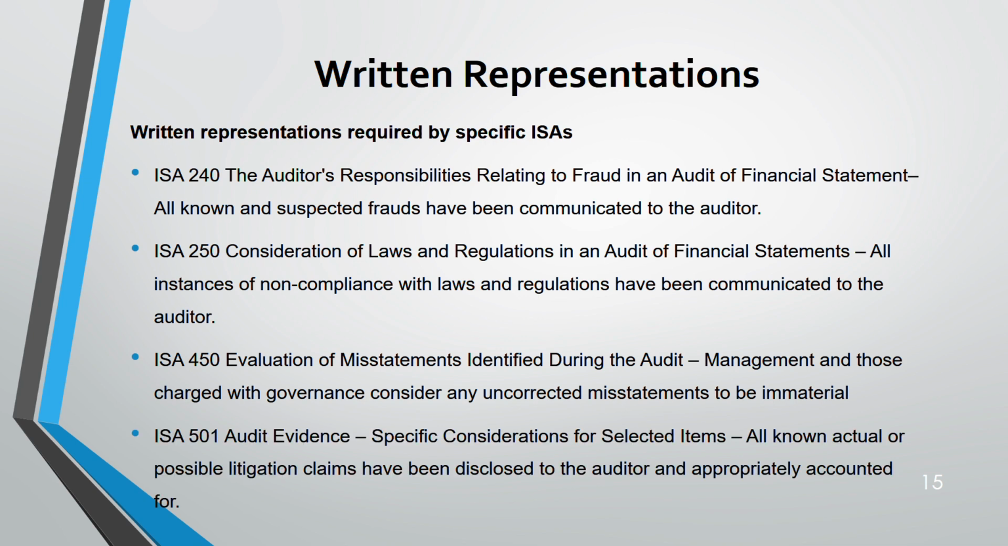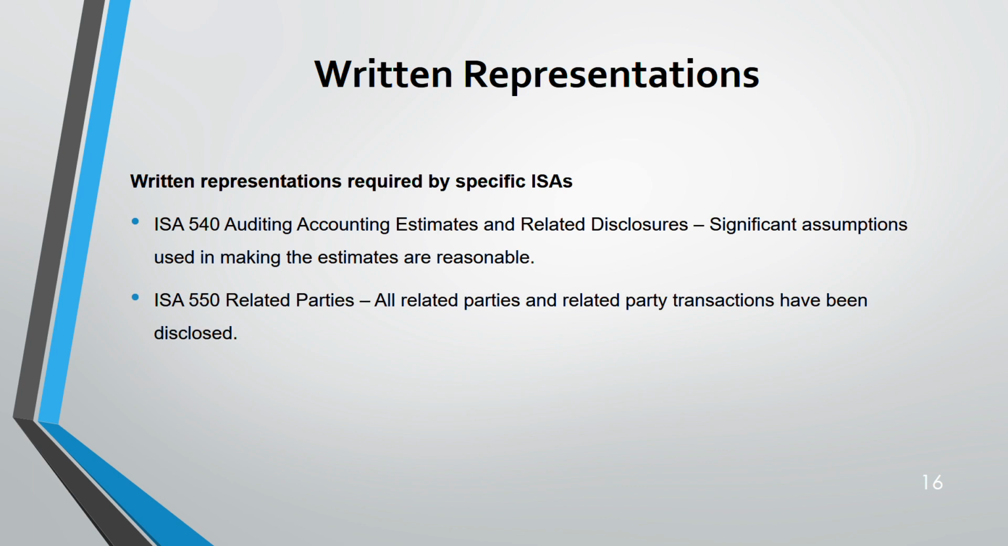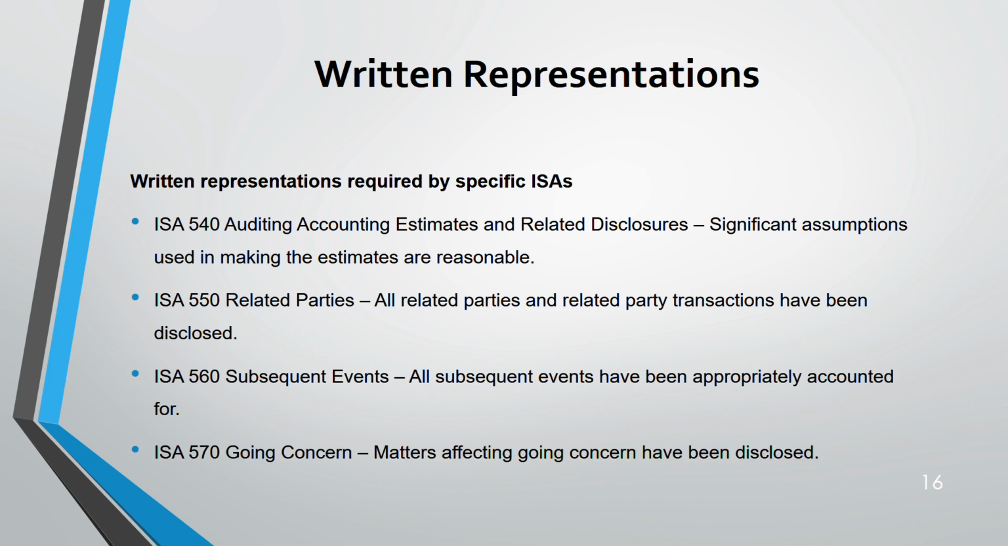ISA 501, okay, about audit evidence. For specific considerations for selected items like litigation cases, okay. So all known actual or possible litigation claim has been disclosed to the auditor. ISA 540, this is about accounting estimates and disclosure, okay. The significant assumptions are used in making estimate. Related party, all related party are disclosed. Subsequent event disclosed. Going concern disclosed.